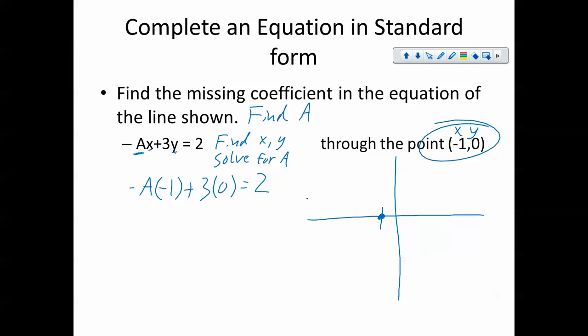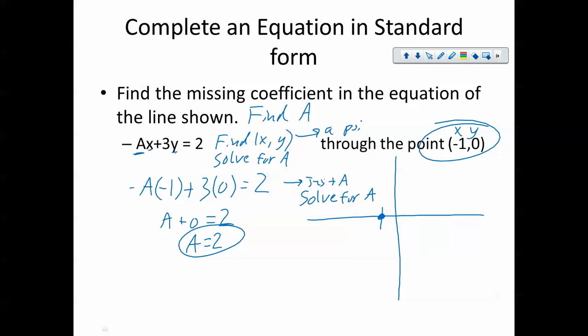Notice now that I have an equation with just a, which means that I can solve for a. And let's do that. Okay, negative a times negative 1 gives me positive a. 3 times 0 is 0, so that's a plus 0 equals 2. So there it is, a equals 2. There's my coefficient. So we need to find the value of a point on the line. That's it. If we have x and y, that is a point, we can use that point, plug it in, solve for a.